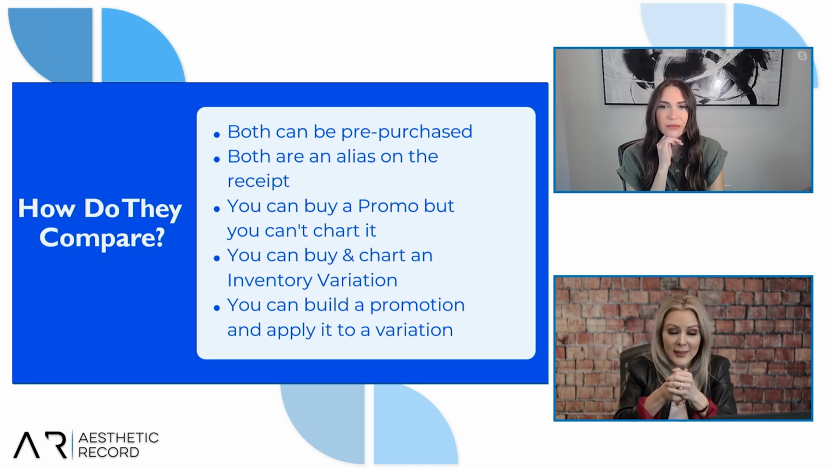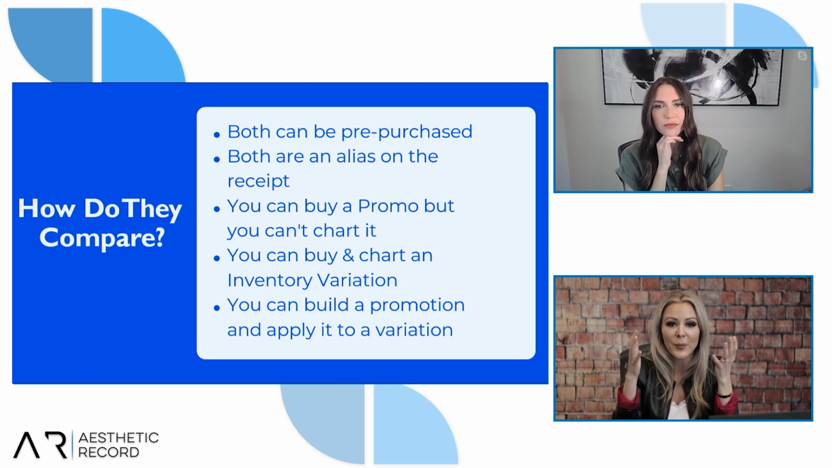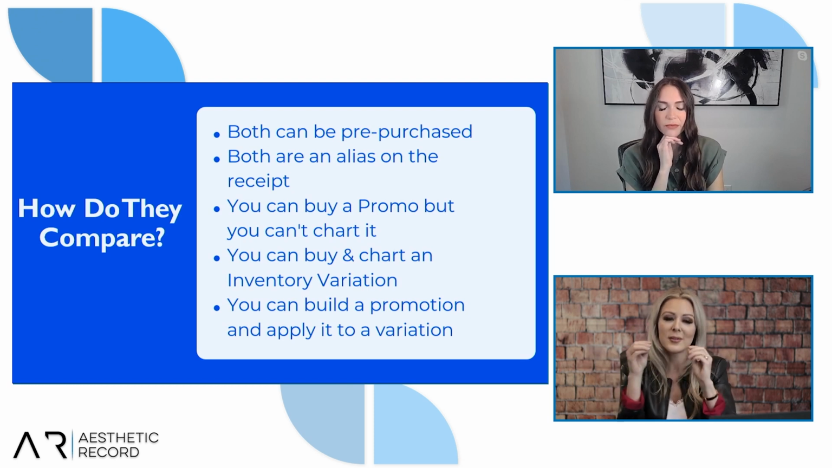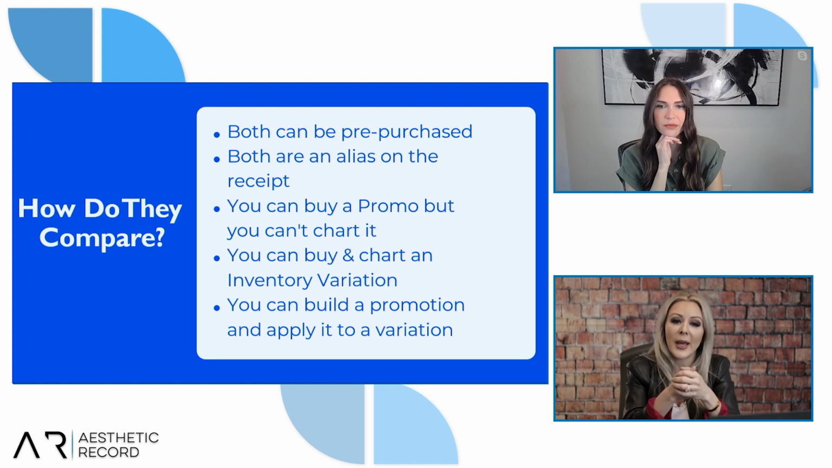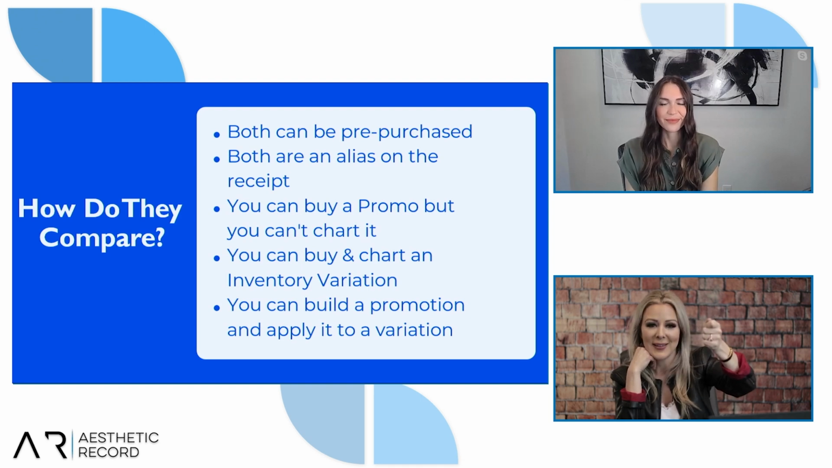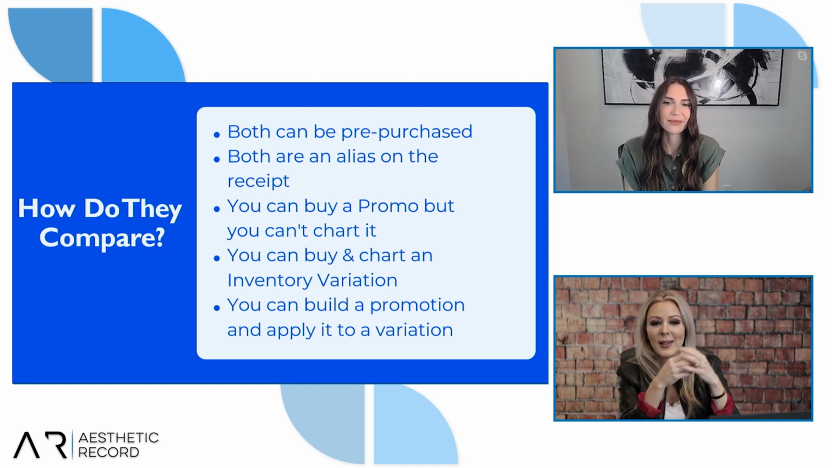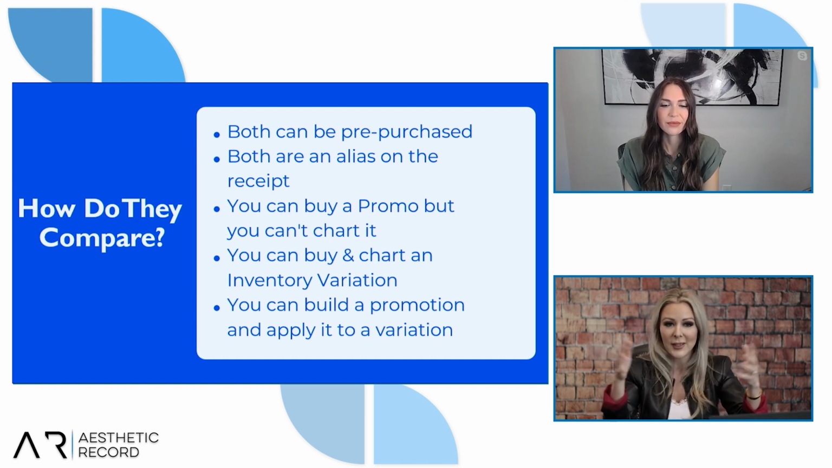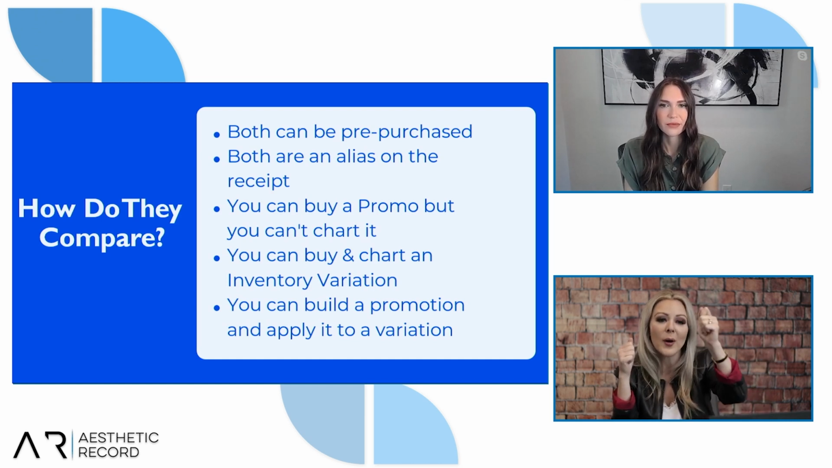Both have an alias on the receipt. So you'll see on your package or promotion it has a name, just like the variation has a name. So either one will help you to get around that whole product specific thing that we talked about before. You can buy a promo, but you can't chart it. A promotion is like a voucher saying I pre-bought this thing and I have a voucher in my hand that goes into the patient's wallet. It doesn't touch inventory and it's not part of a charting activity. It's just like a promotional coupon in the wallet.